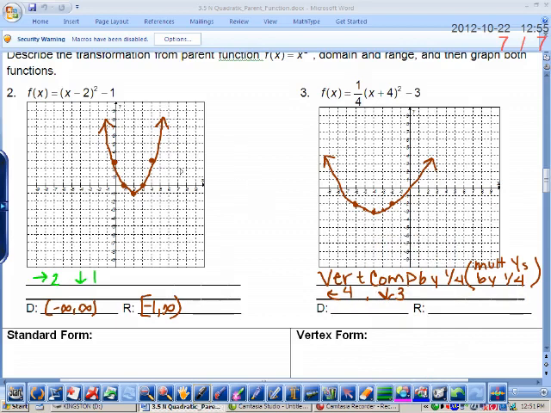All right, let's review some things about these. What's the shape of this graph called? Parabola. What is this point called? It's the vertex. And remember that your vertex is either a max or a min. In this case, what's our vertex? Is it a max or a min? Min.